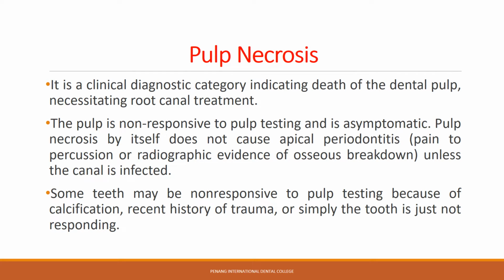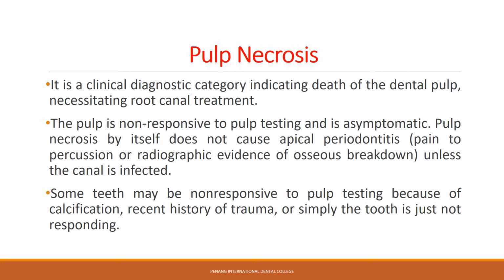Moving on to the next condition, which is pulp necrosis. Here the inflammation has progressed to a state where it has caused complete necrosis of dental pulp, indicating the death of dental pulp. The treatment of choice is root canal treatment. Here the pulp is non-responsive to pulp testing and the tooth is asymptomatic.